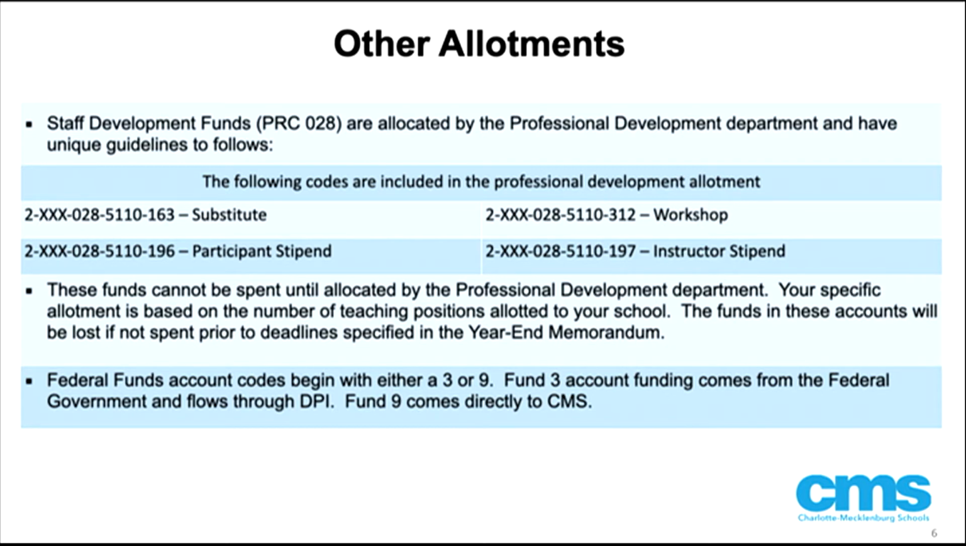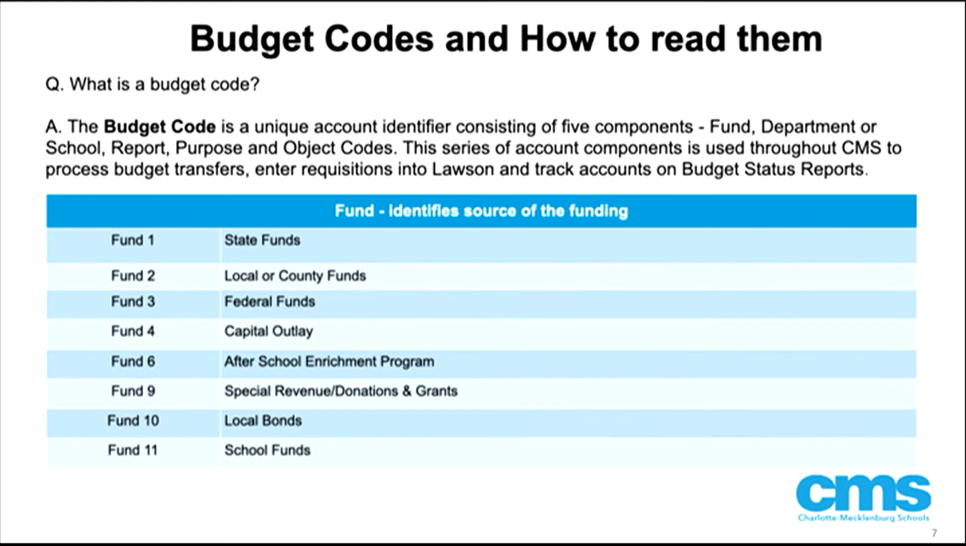Please remember, federal funds codes begin with a 3 or a 9. Fund 3 account funding comes from the federal government and flows through DPI, also known as the Department of Public Instruction. Fund 9 comes directly to CMS.